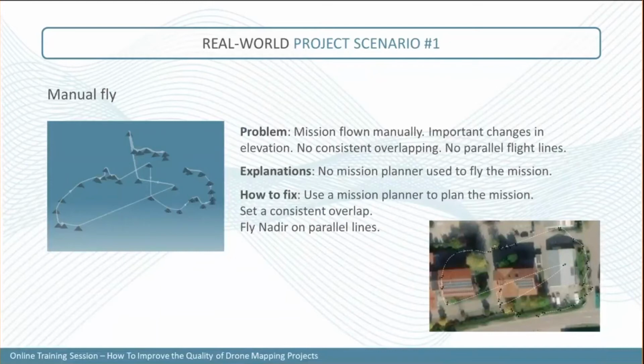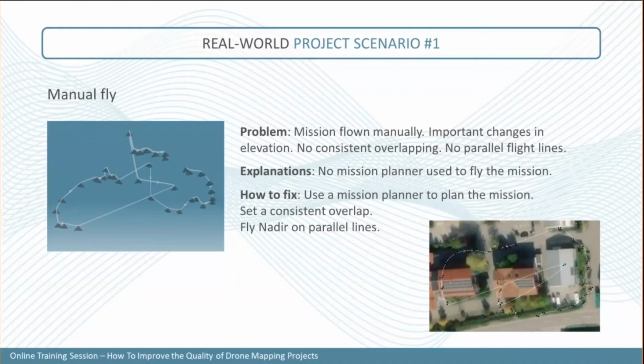So now let's jump into real world scenarios and see what common mistakes were made, and how you can probably fix those cases. The first one is basically a simple one. The customer had flown manually. There was no mission planner used for this project, so the overlap is really inconsistent.